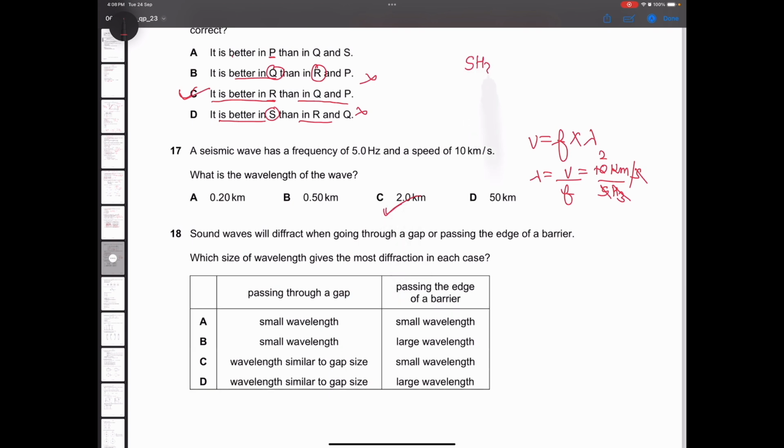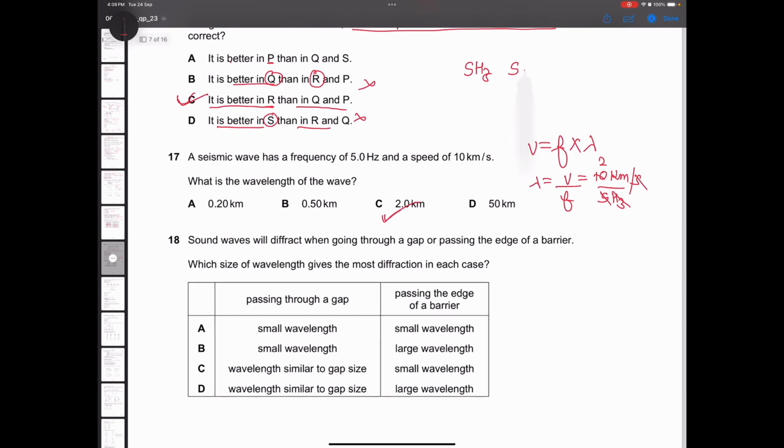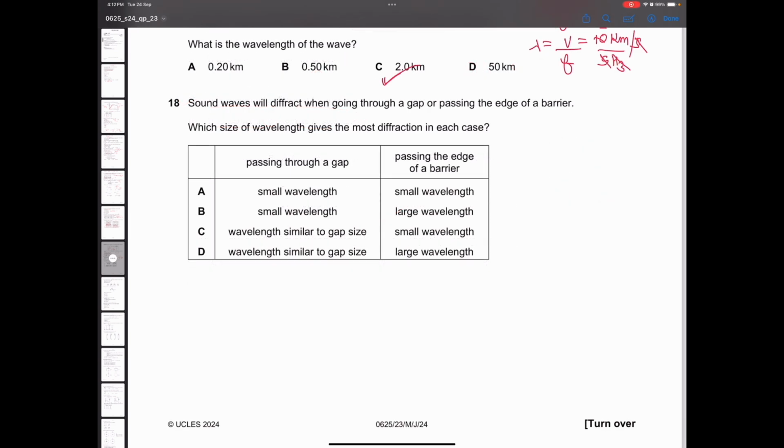5 hertz can also be written as 5 second inverse. So the unit second will get cut in both. The answer will be kilometers. Now, question number 18. Sound waves will diffract when going through a gap, alright.